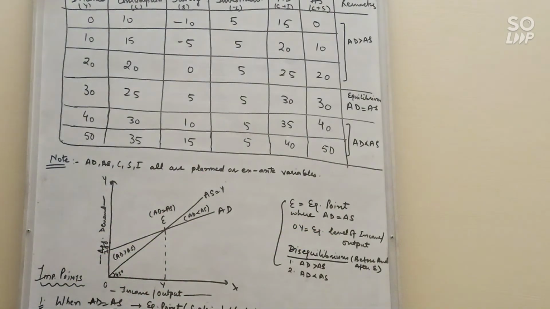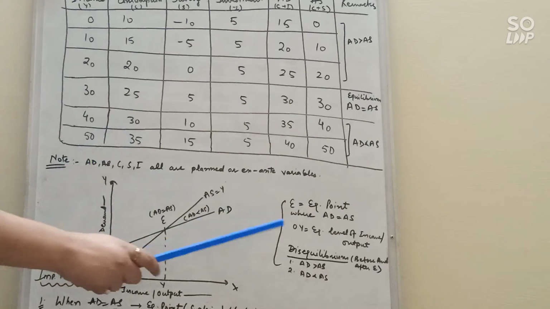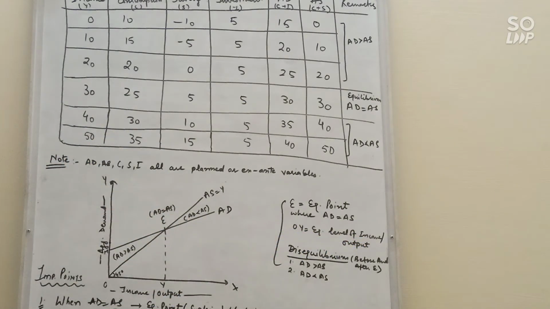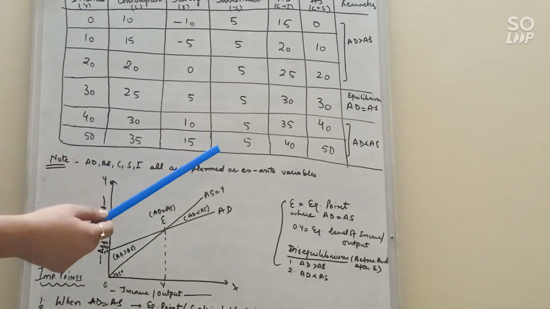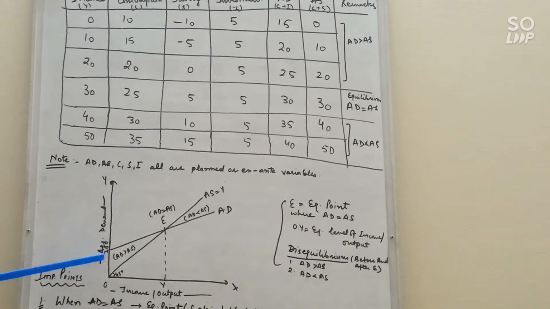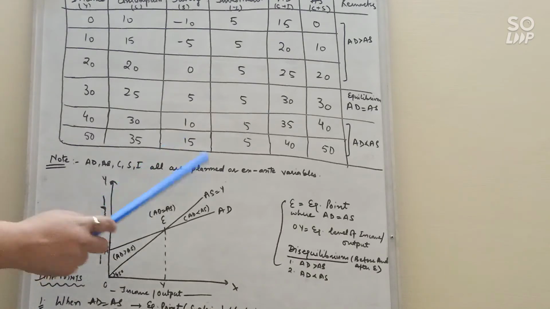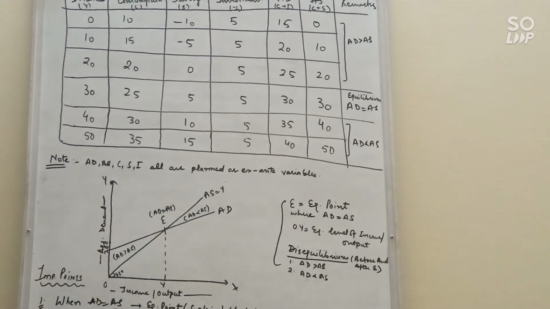Our question is, find out the equilibrium level of income. E is the equilibrium point, but it is not the equilibrium level of income or output. The equilibrium level of income, output or employment is OY. Clear? We have two situations of disequilibrium, before point E and after point E. Before E, planned aggregate demand is more than planned output, and after E, planned demand is less than planned output. Clear?